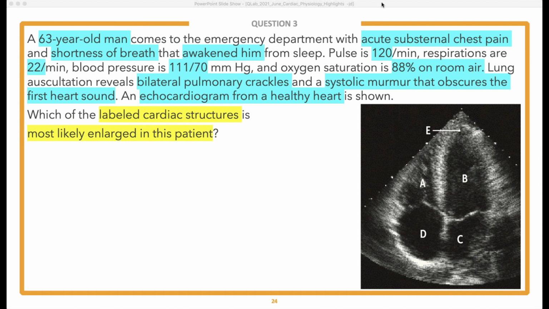So let's go ahead and take a look at the answer choices. You can see it's probably looking specifically at A, B, C, D, and E. Okay. So make sure you get a good look at that echocardiogram. Figure out what you think is going on in this question and which of those structures is most likely enlarged in this patient, and we'll talk about it in just a few seconds. Excellent. So we're going to open up that poll for you and give you a moment to select your answer.